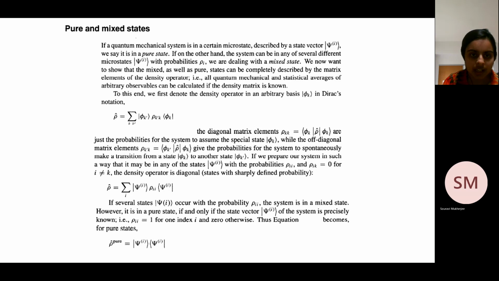defining the microstate. And if you have a mixed state, in general, this is how your density matrix will look. Okay, where rho k prime k is the probability that the system will spontaneously make a transition from phi k to another state phi k prime. And if there is no such probability, then only the diagonal terms remain, and then we can have an expression like this.